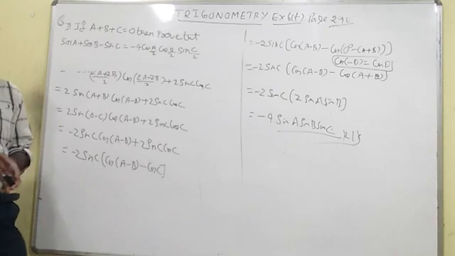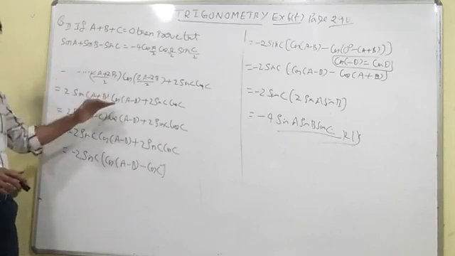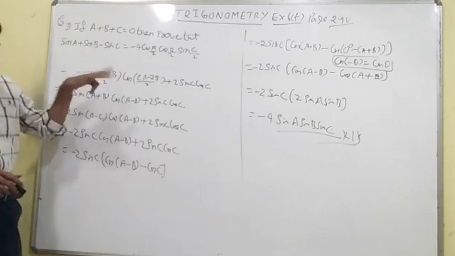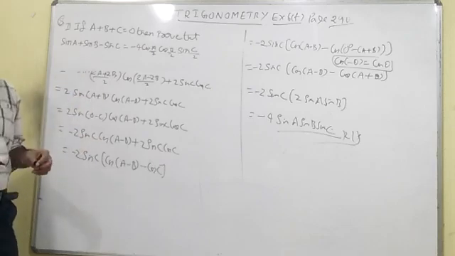Students, try yourself. Same concept: sin A plus sin B. But sin A plus B, 2 sin A plus B by 2, here you will get cos of A minus B by 2, because there is no 2 here, so 2 will not get cancelled.